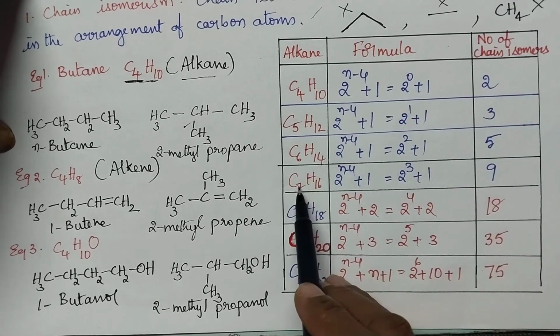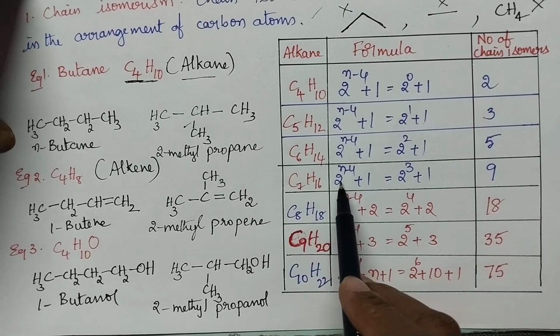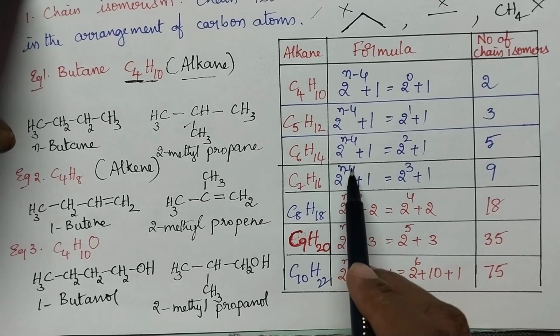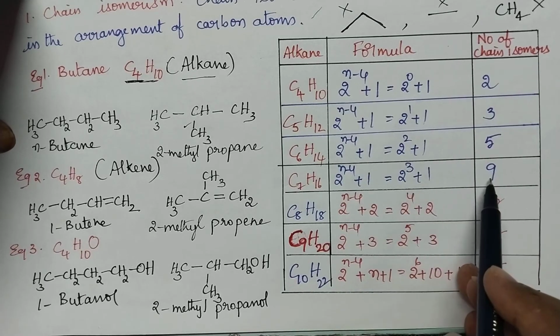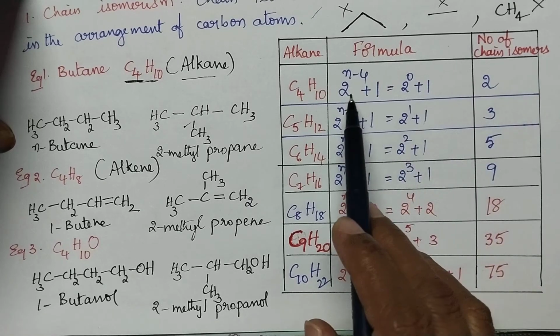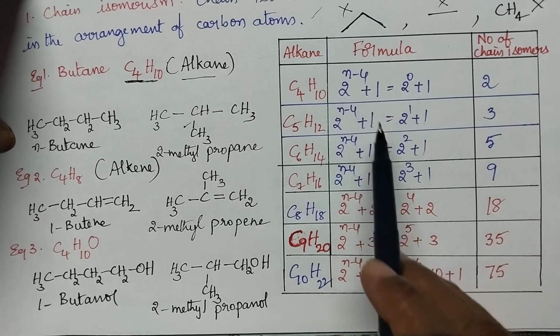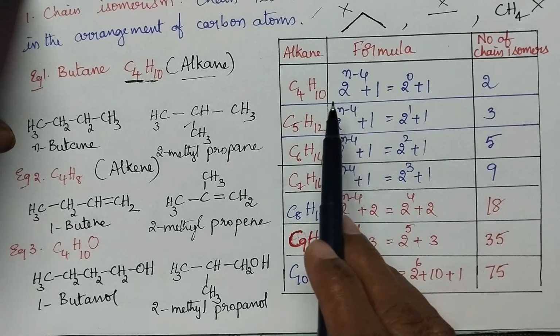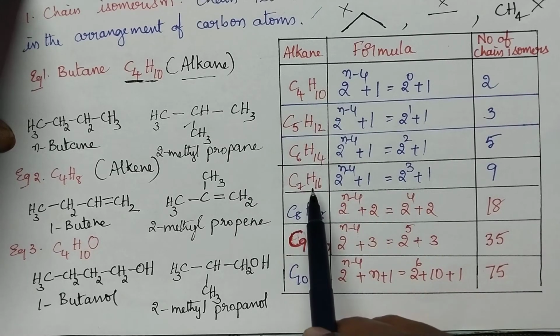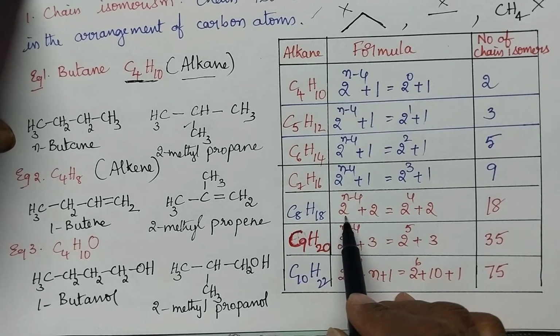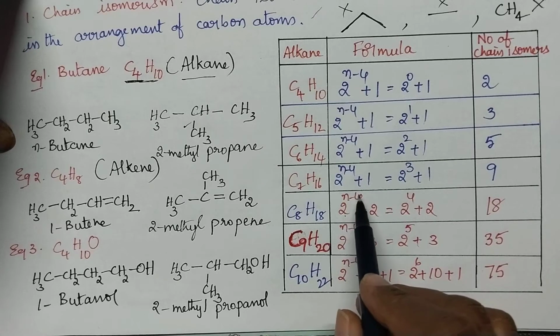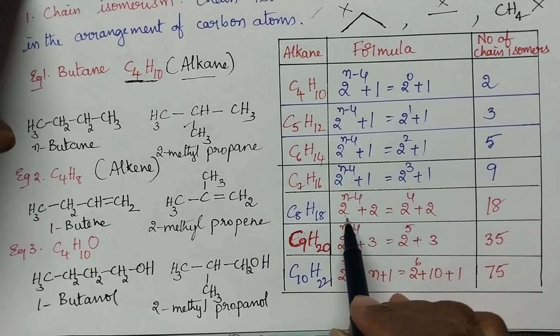And coming to the C7H16, here n is equal to 7. So it is 2 power 7 minus 4 plus 1. That means 2 cube plus 1. So on the whole 9 chain isomers are possible. So the 2 power n minus 4 plus 1 formula is applicable if the value of n is equal to 4 to 7. But if n is equal to 8, we have to use the formula 2 power n minus 4 plus 2. So in this case what happens?